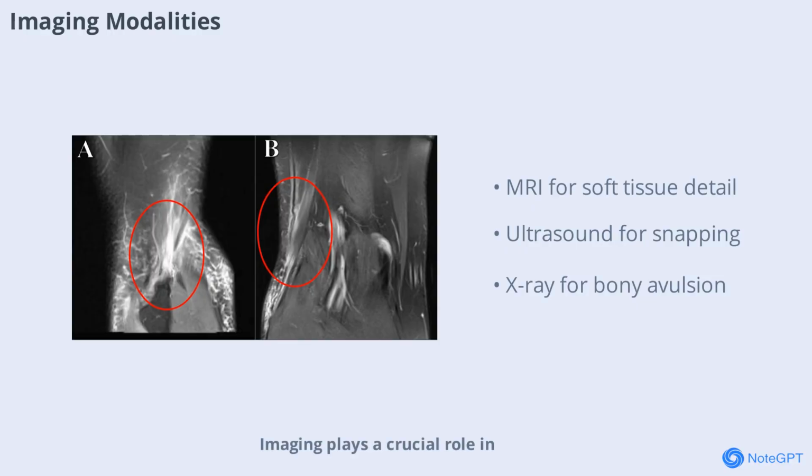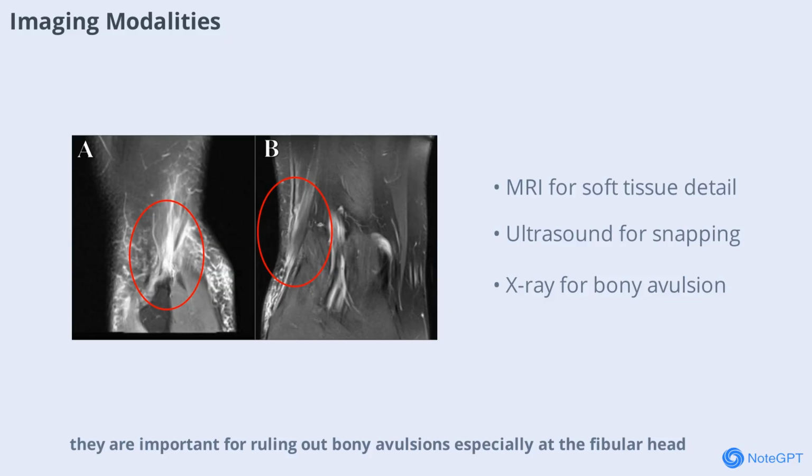Imaging plays a crucial role in confirming the diagnosis of distal hamstring injuries. MRI is the gold standard, providing detailed views of tendon tears, retraction, and associated injuries. Dynamic ultrasonography can be helpful for chronic conditions like snapping tendons or friction syndromes. While X-rays are less useful for soft tissue injuries, they are important for ruling out bony avulsions, especially at the fibular head. Choosing the right imaging technique ensures accurate diagnosis and guides treatment.